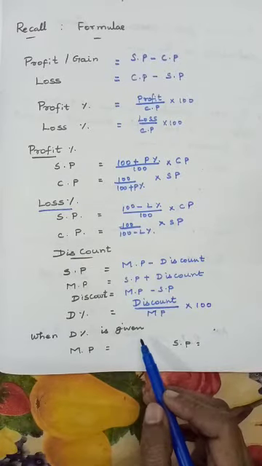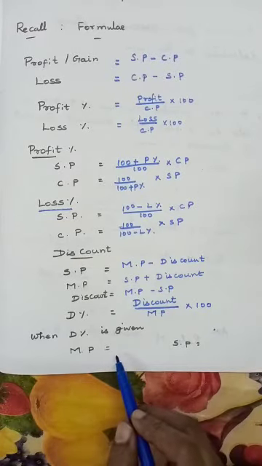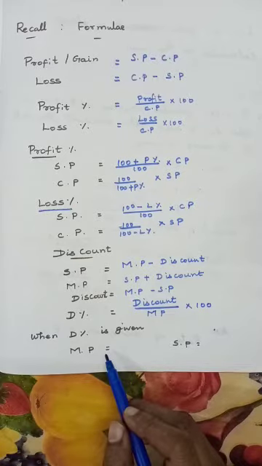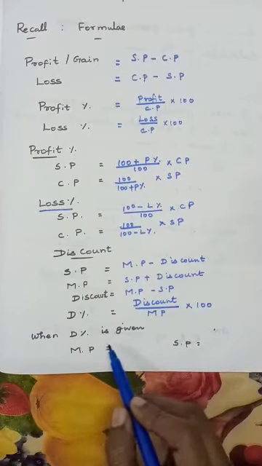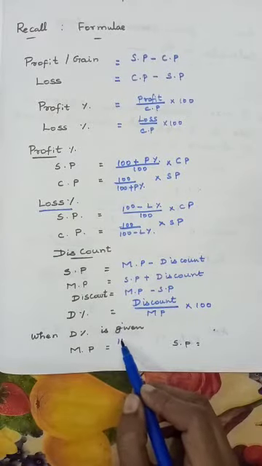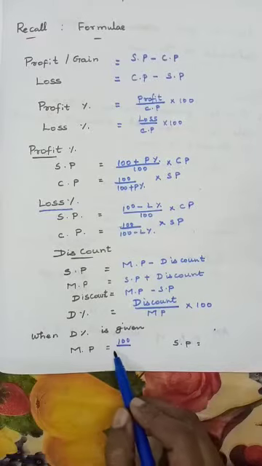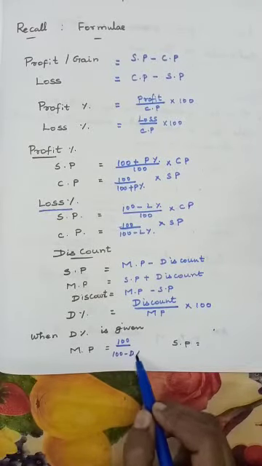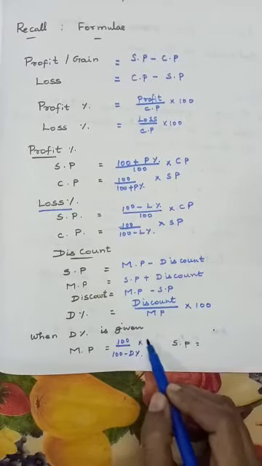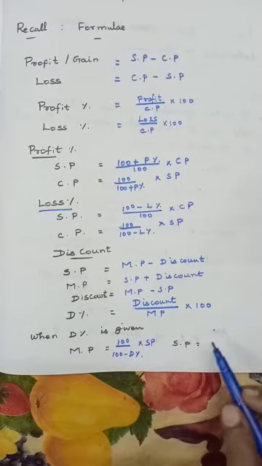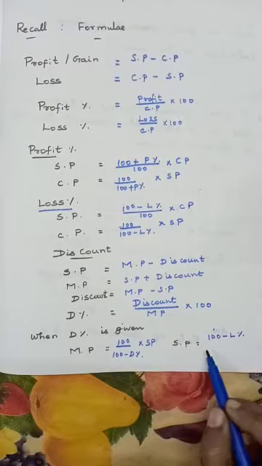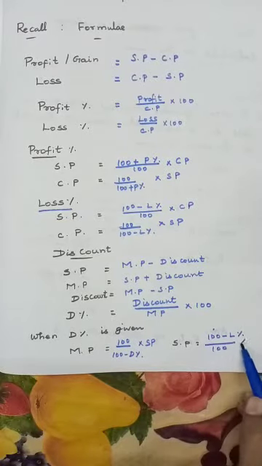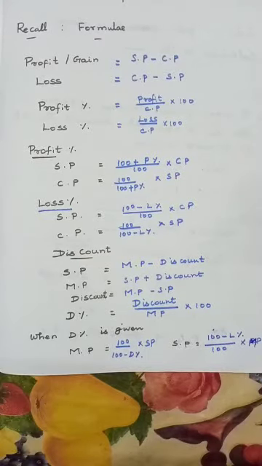When discount percent is given, you have to find MP. MP is equal to, that is the CP formula you have to use for loss percent. Loss and discount are same. So 100 by 100 minus discount percent into SP. To find SP, 100 minus loss percent by 100 into CP. That is MP.